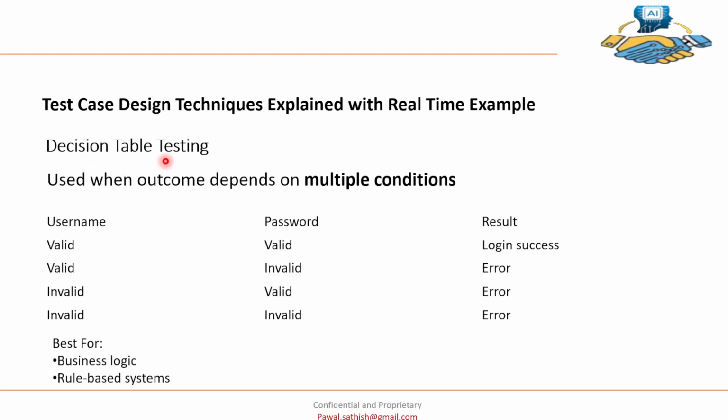Then next, decision table testing. It is used when the outcome depends on multiple conditions. For example, valid username and valid password, then we are expecting login success. If the user enters a valid username and invalid password, then we are expecting an error message. In the same way, for invalid username with valid password, or invalid username with invalid password, we are expecting an error message. So as part of decision table testing, our focus is business logic and rule based systems.